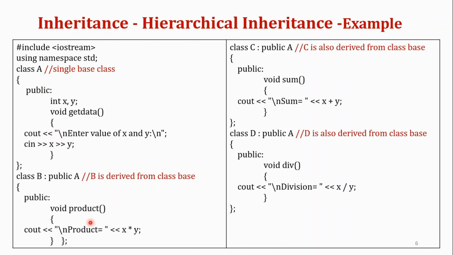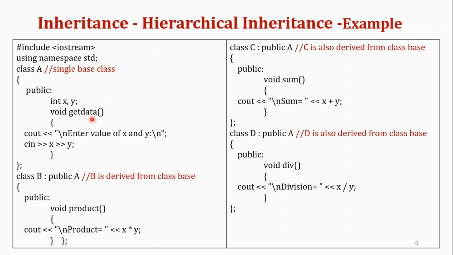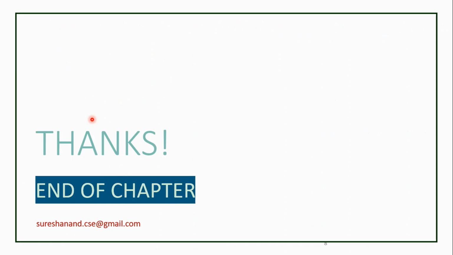In class B, the function is product. Class C's function is sum. Class D's function is division. So obj1 is class B, obj2 is class C, sum, and obj3 is class D, division. The respective derived class objects are used to invoke the member functions. Getdata is inherited, and the rest are their own functions in the respective derived classes. So this is simple code explaining hierarchical inheritance. With that, we are finishing the current chapter, hierarchical inheritance.